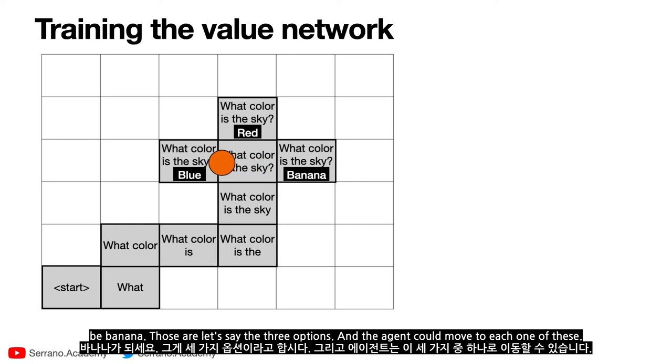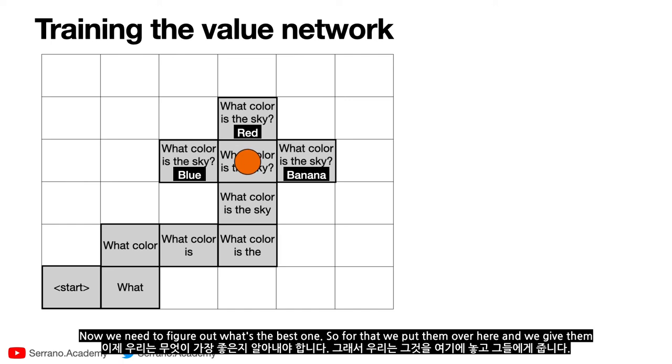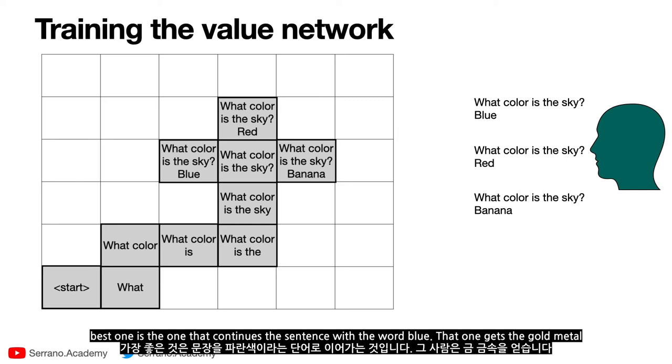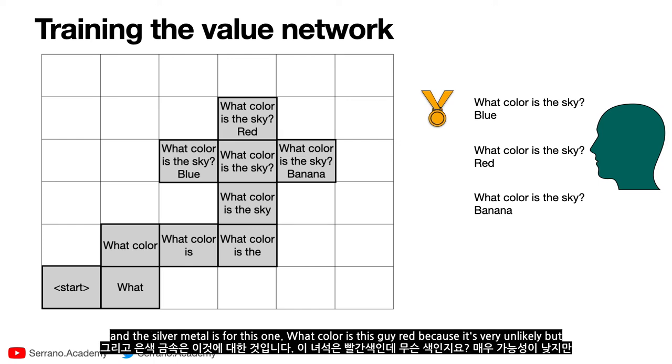And the agent could move to each one of these. Now we need to figure out what's the best one. So for that, we put them over here and we give them to a human annotator. The human annotator looks at the three sentences and says, well, I think the best one is the one that continues the sentence with the word blue. That one gets the gold medal, and the silver medal is for this one.